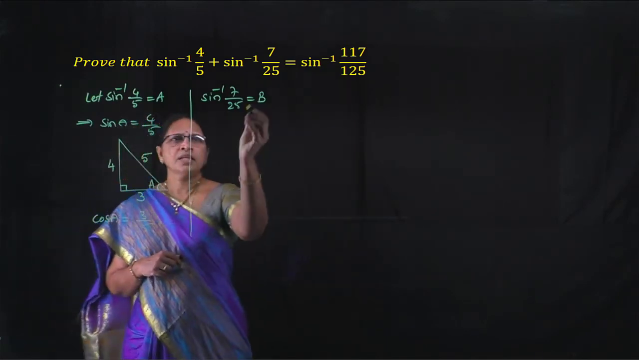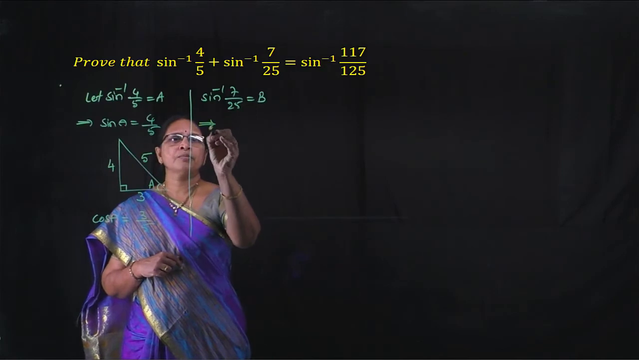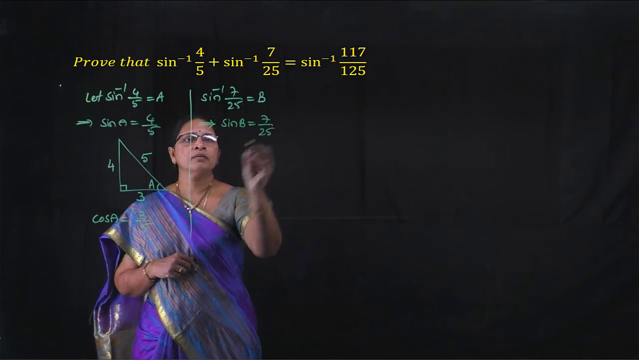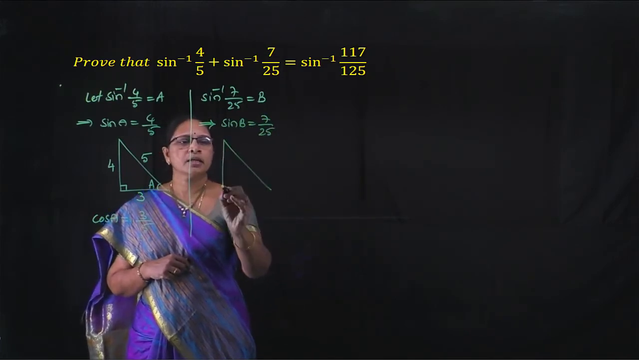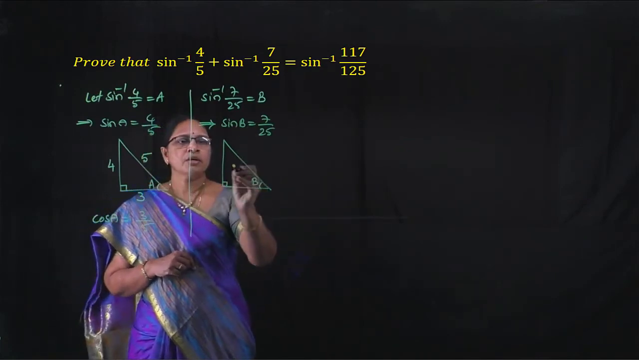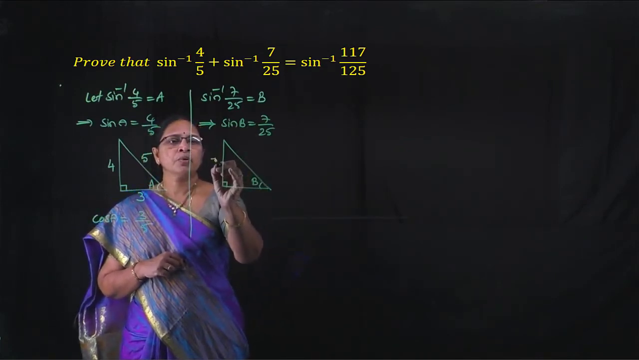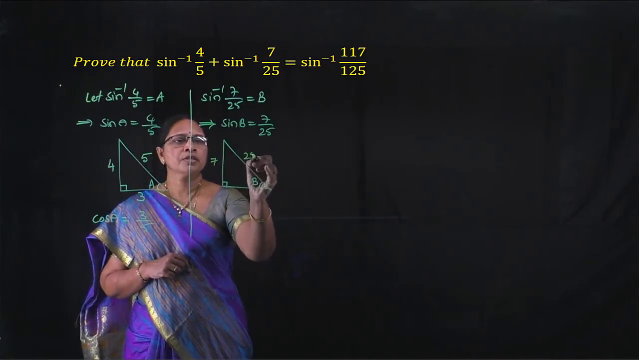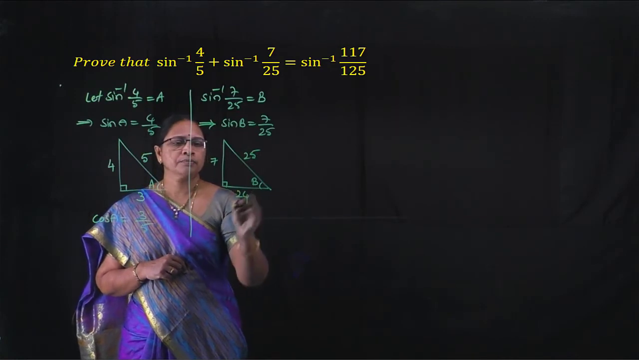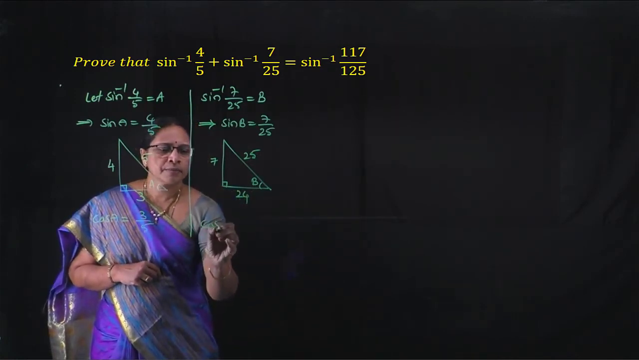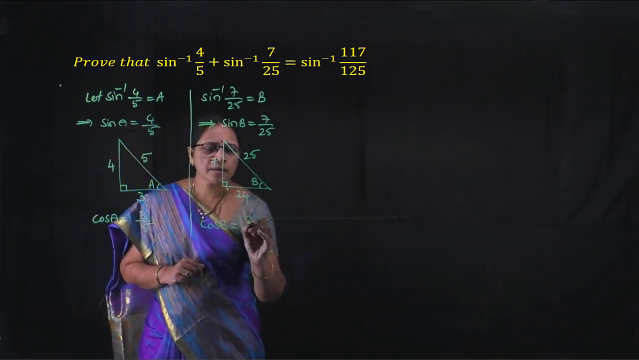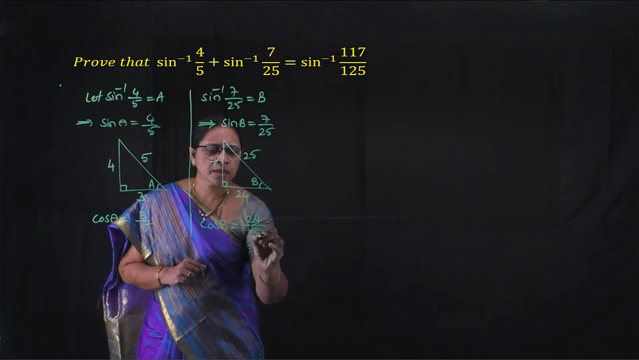Here, sin inverse 7 by 25 equals B. Sin B is equal to 7 by 25. Consider a right angle triangle with an angle B. This is the right angle. Sin B equals 7 by 25. Opposite side is 7, hypotenuse is 25. We can find the adjacent side is 24. Here cos B equals adjacent side by hypotenuse, that is 24 by 25.